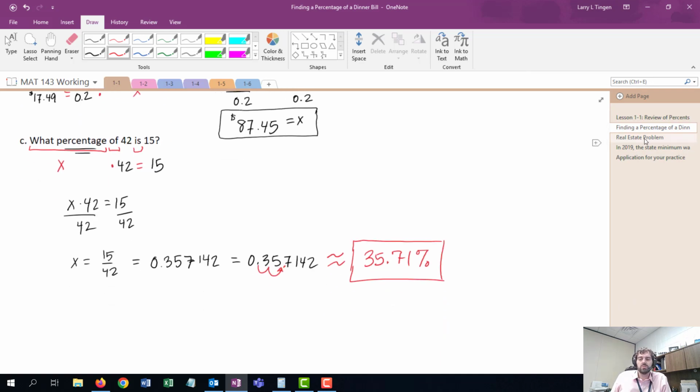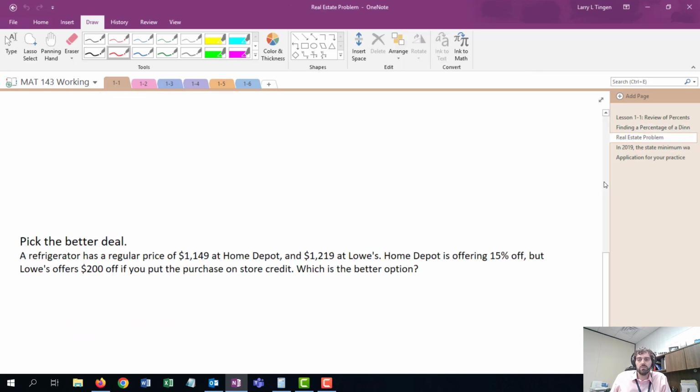So what else can we do with these problems? When am I going to use this, right? Well, here's when you're going to use it.